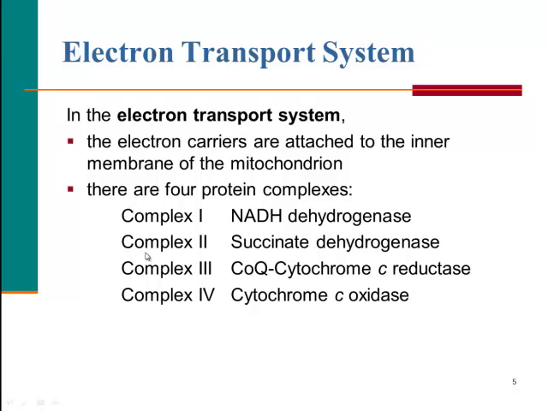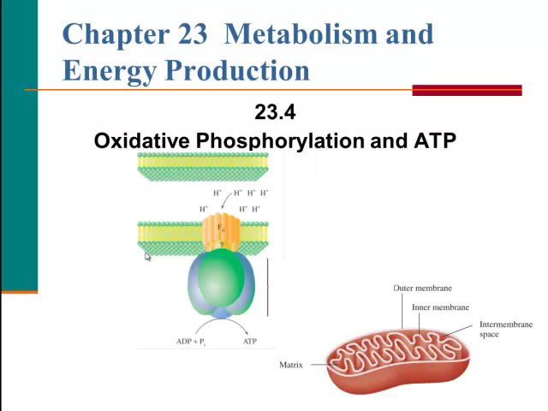Now we're going to go through these complexes not because you need to know all the details, but because the complexes will set up a situation that will drive the ability of the mitochondria to produce ATP by a very large complex called ATP synthase. It's the protein complex that produces ATP. It's going to accomplish that because of a proton gradient.